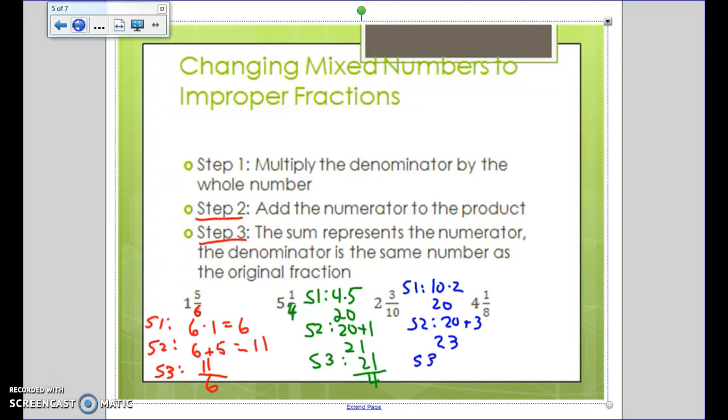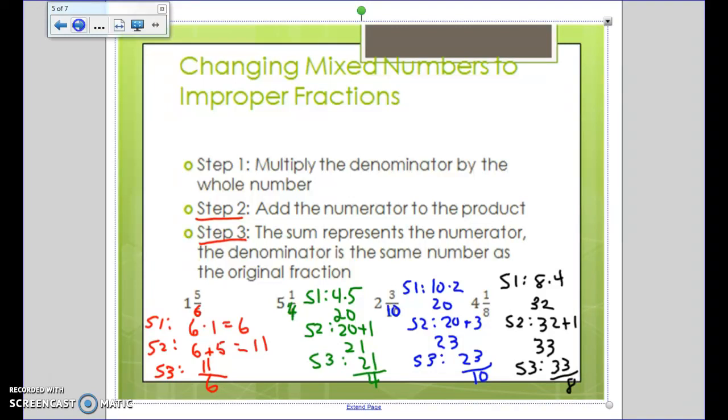And then step 3 says 23 represents the numerator and 10 is our original denominator. Right there, that's where that 10 came from. And finally, we'll do one more. Step 1 says we're going to take 8 times 4, that makes 32. Step 2 says we're going to add 32 plus 1, making 33. And step 3 says that's our numerator, 33. We need our original denominator, 8. So there's 33 1/8 pieces.